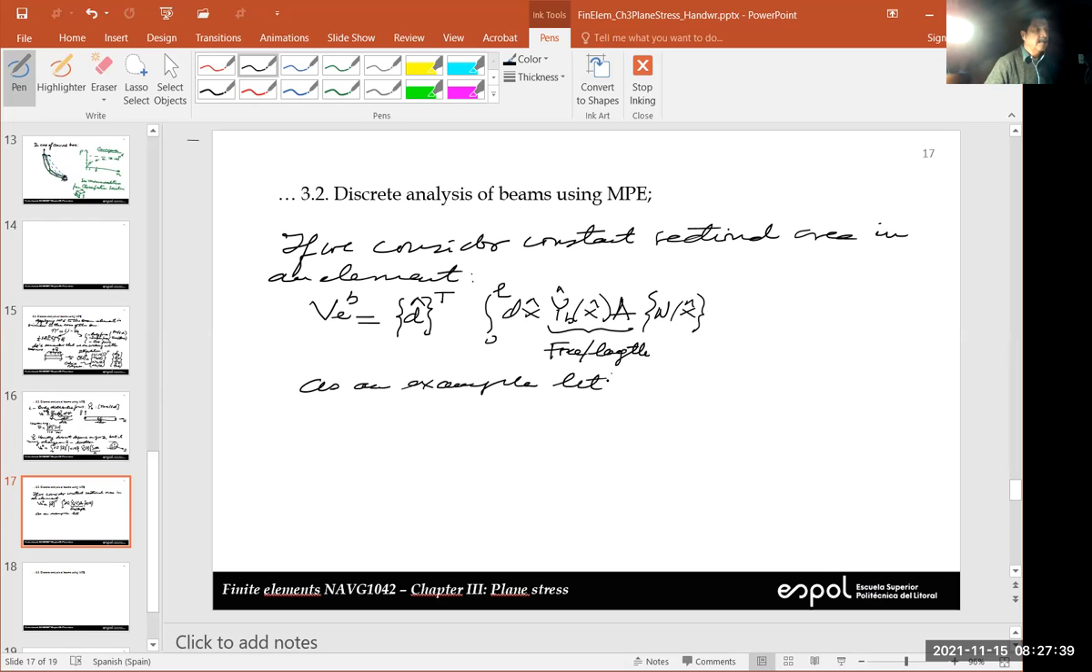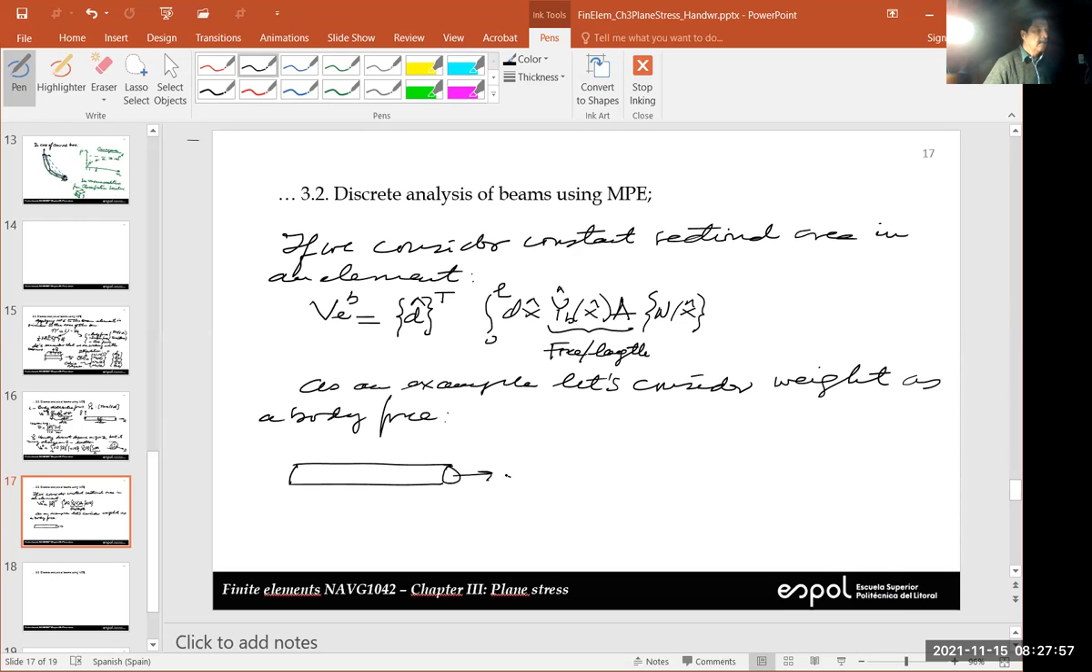let's consider weight as a body force. We say we have an element here. This is X and this is Y. So we have one single element, and this element has a weight. This is weight per unit length.